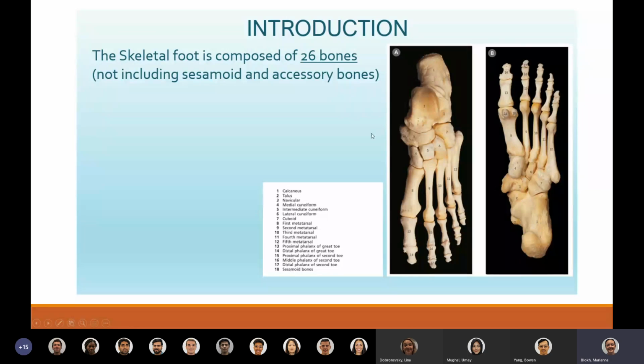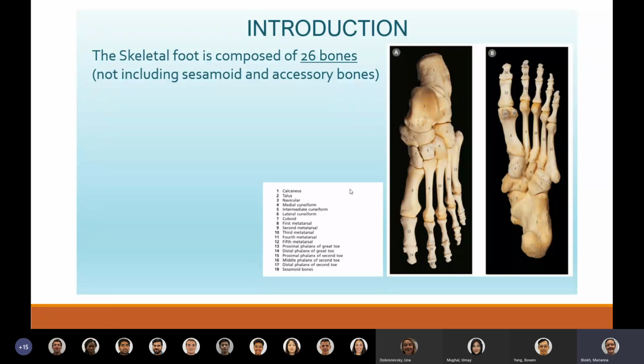So again, we have 26 bones in the foot, not including the sesamoids and accessory bones, obviously. And different people have different numbers of accessory bones, right? Because accessory bones are not always constant, not always present in some. For example, some people may have sesamoids in the lesser phalangeal joints. Some may not, and some may have an accessory bone elsewhere in the foot.